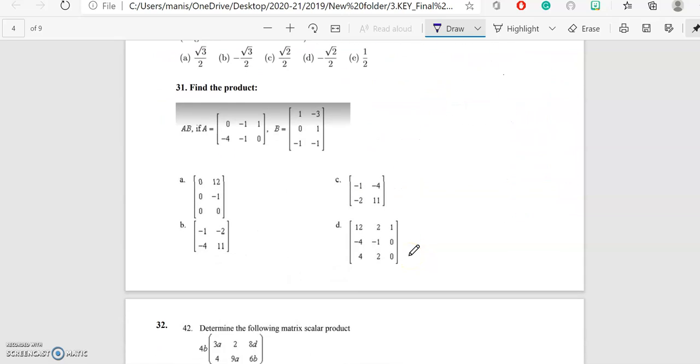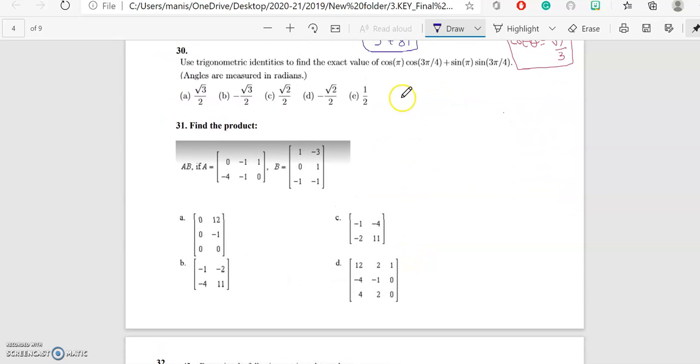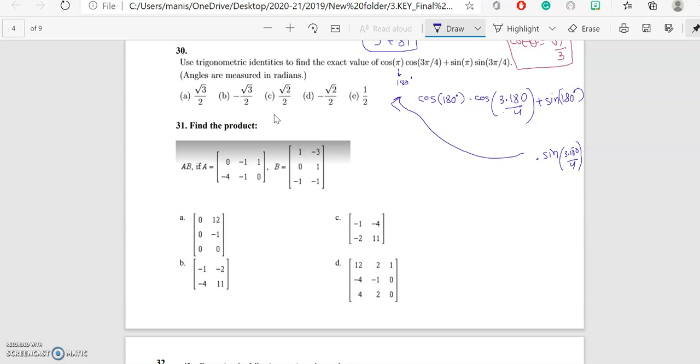Now for question number 30, it says use trigonometric identities to find the exact value of the angles measured in this. Now you can use a scientific calculator for this. Only keep in mind pi is 180 degrees. So I will write one step for you. In your calculator you have to type cosine 180 degrees times cosine 3 pi, which means 3 times 180 divided by 4, plus sine 180 degrees, that's your pi, times sine 3 times 180 divided by 4. You can do this one over here. Once you do this, you will end up with some answer which should correspond to one of these answers over here. So you have to pick your correct answer. This part you have to do by typing in a calculator.